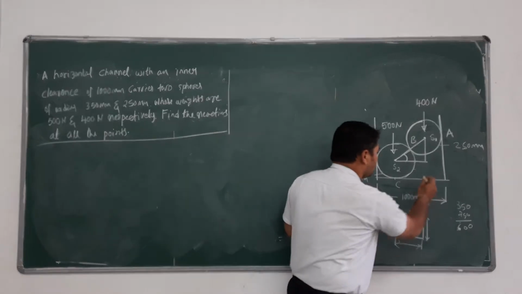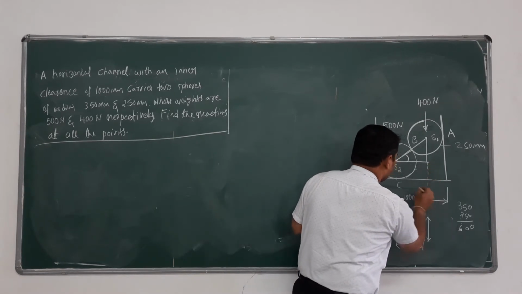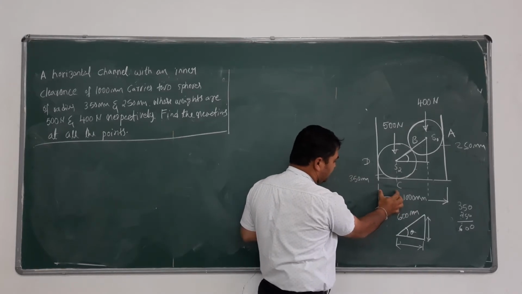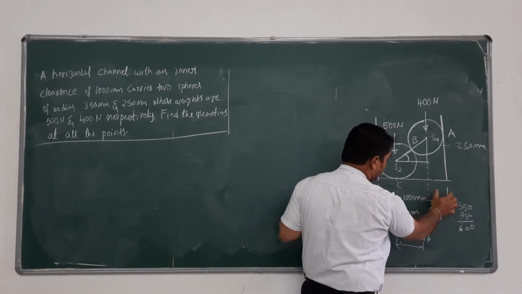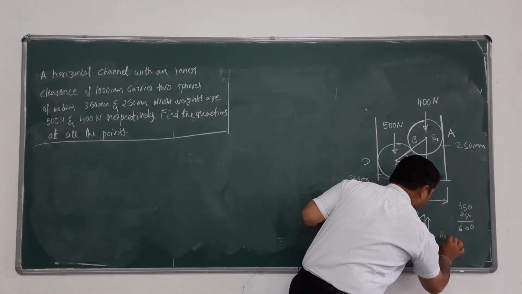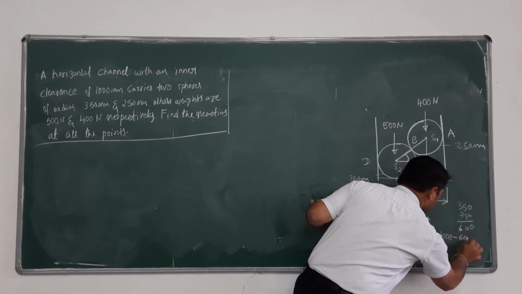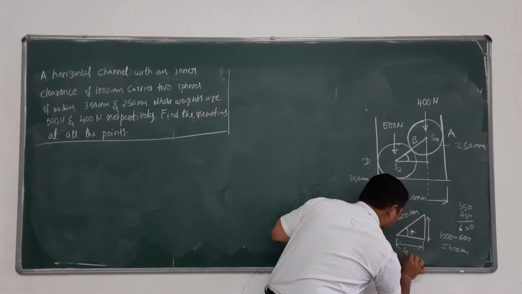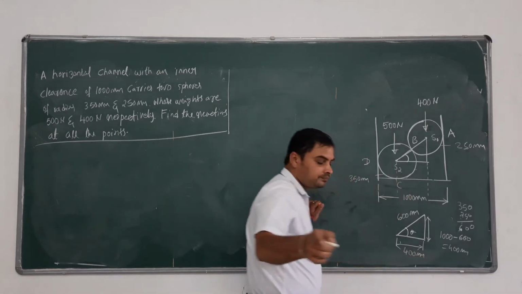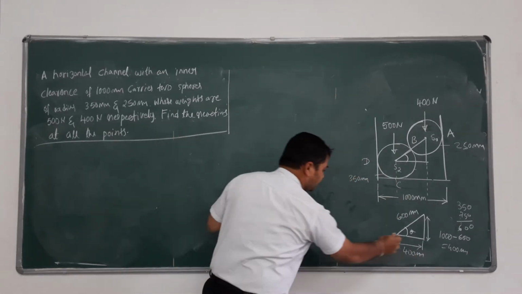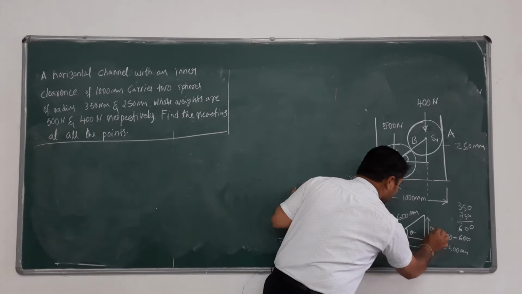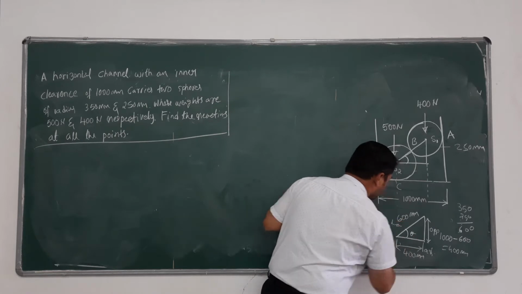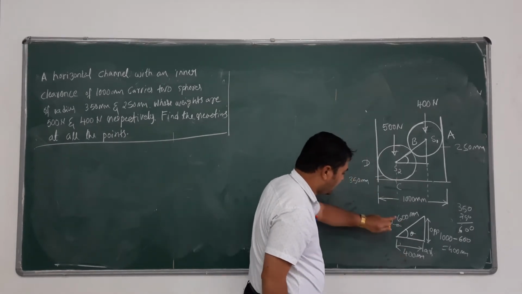So let us see. If you take this one, we know this distance. This is 350 millimeter, whereas this one is 250 millimeter. Therefore, out of 1000, if you deduct 600, the remaining will be 400 millimeter. So this one is 400 millimeter. Therefore, the value of theta we can calculate from this diagram. So this is the opposite side, this is the adjacent side and this is the hypotenuse.